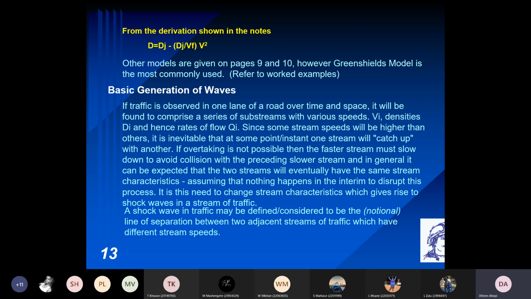So the density at any point can be calculated, provided you knew the speed at that point, and also you knew the free speed or the maximum speed and the maximum density, jam density, dj. And like I said, the best way to demonstrate these equations is to look at an example. So let's go straight onto an example.